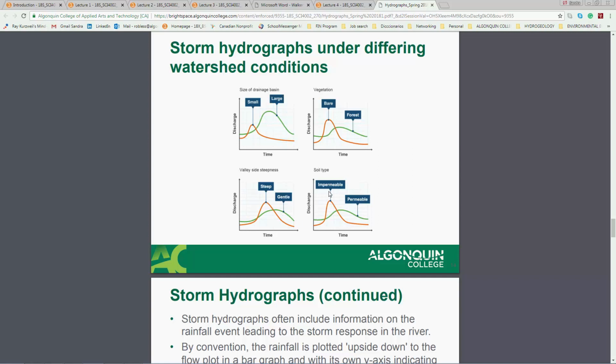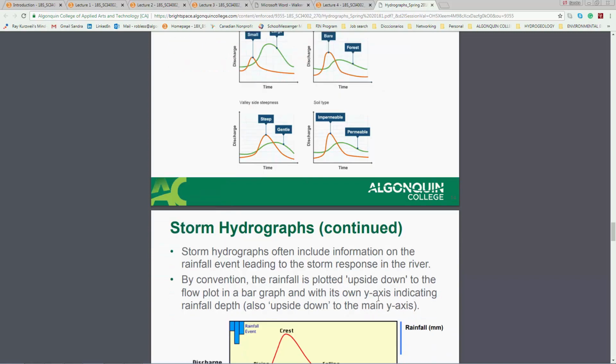Similar when we have impermeable soil, so the water cannot percolate, cannot seep into the ground, so we have a higher runoff. So that's basically what we can see. Where do we see a higher runoff or a faster effect? When we don't have vegetation, when we have a small basin, when we have a steep valley, or when we have impermeable rocks. So here we can involve all the variables and parameters.